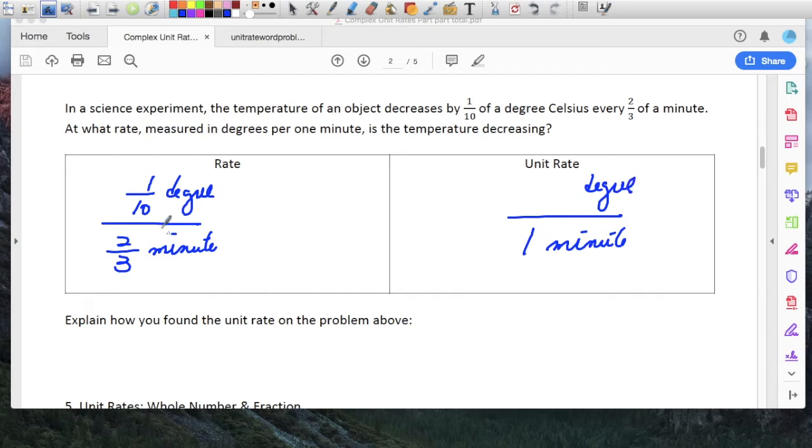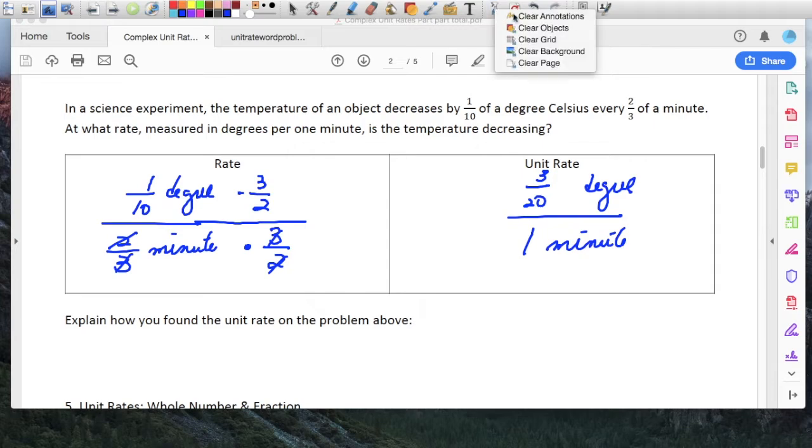So how do I change this 2/3 to become 1 minute? I'm going to multiply that by its reciprocal, which is 3/2. And then obviously I'm going to multiply the top by 3/2. So at the bottom, this and this will cross out, all becoming just 1. And that's how I get 1 minute. On the top, 1/10 times 3 over 2 is going to be, well, 1 times 3 is 3, and 10 times 2 is 20. So the unit rate here is 3/20th of a degree in 1 minute. Okay, and you can explain that at the bottom.